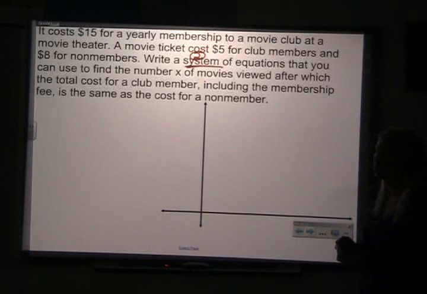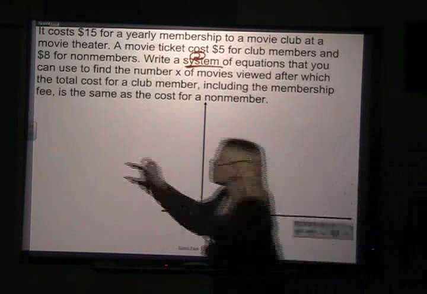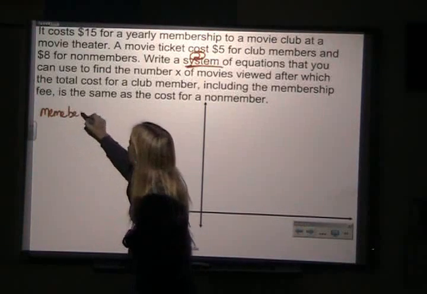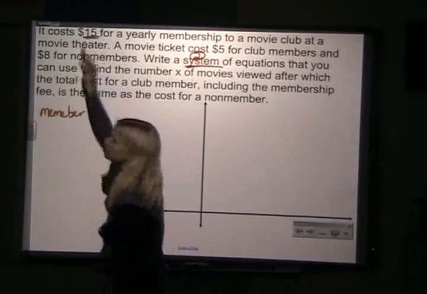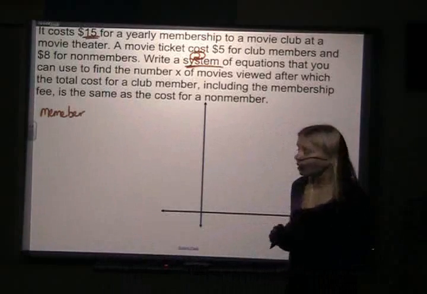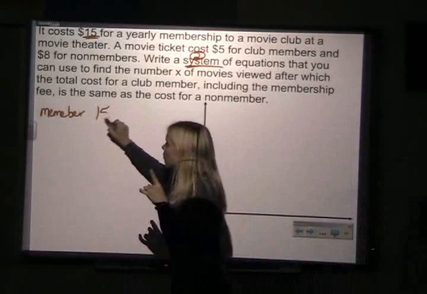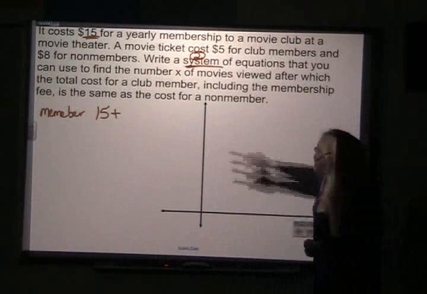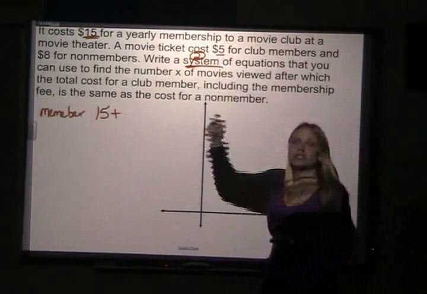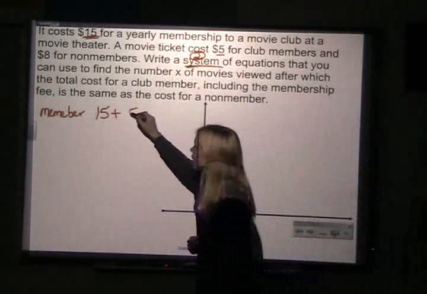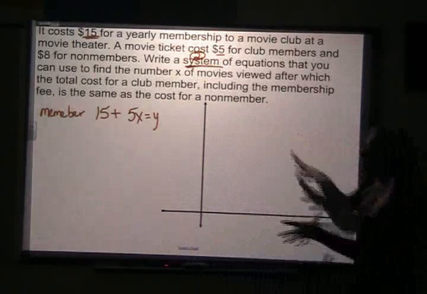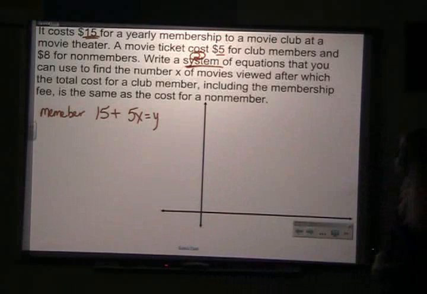So I'm going to write an equation for what it costs to go to the movies for a member. A member has to pay $15. How many times do they pay that $15? 1 time. They also have to pay $5 every single time, over and over. So that's 5x, and that equals their cost. We're going to call that y since we're on a coordinate plane.